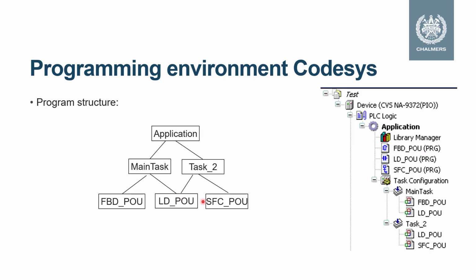We can see this in the Codesys device tree as well. Here is my application, and now here is my main task, and I also have a second task, task 2 here. In my main task, I will run my FBD POU and my LD POU. In my second task, I will also run the LD POU and the SFC POU. And here is the structure as described in the previous slide.